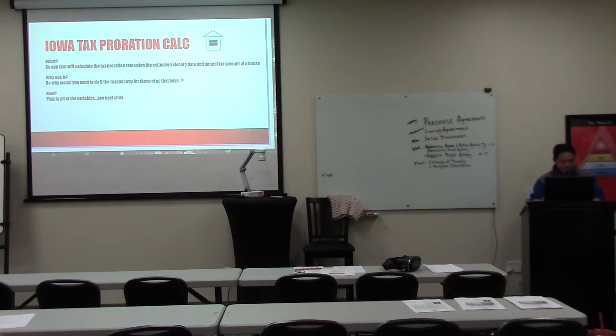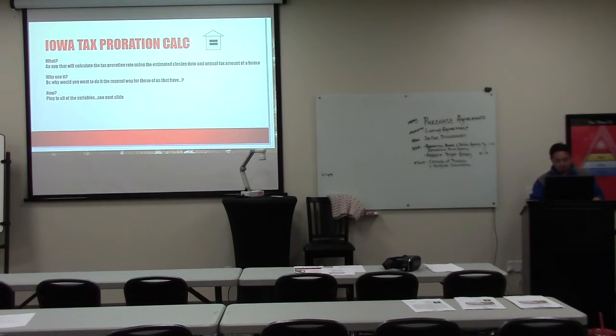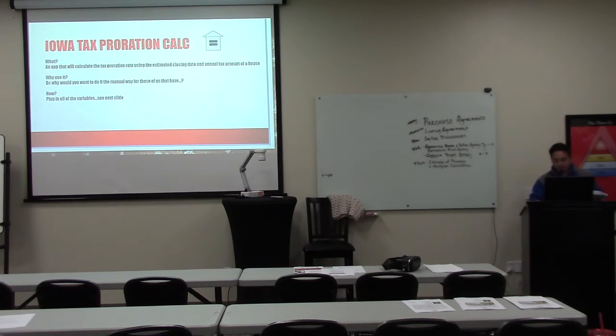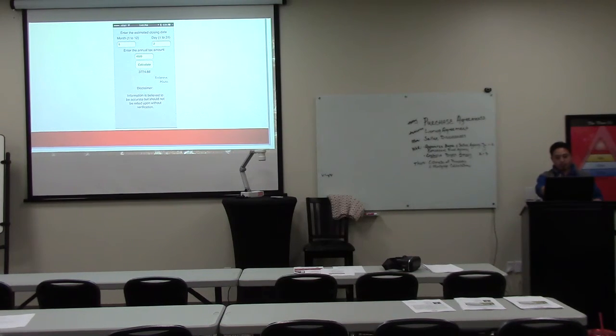So it's quite simple. The app calculates the tax proration for you. Why use it? Because why would you want to do it the manual way? How? Just plug in the variables, quite simply. Plug in estimated close date, the day you think it's going to close, and enter your annual tax amount, hit calculate, and then it does it for you.